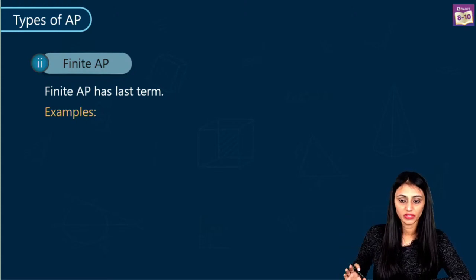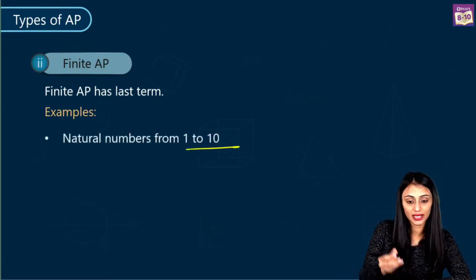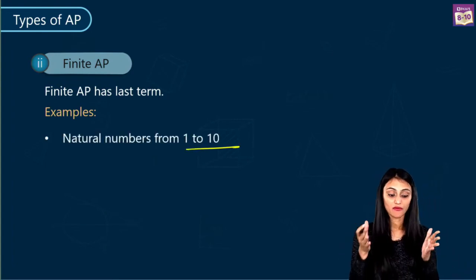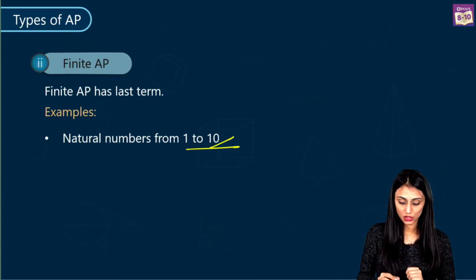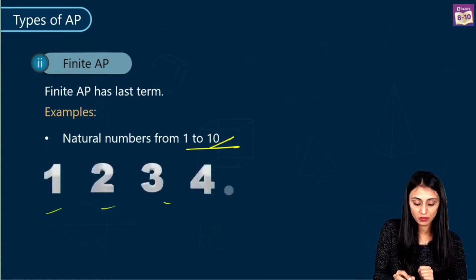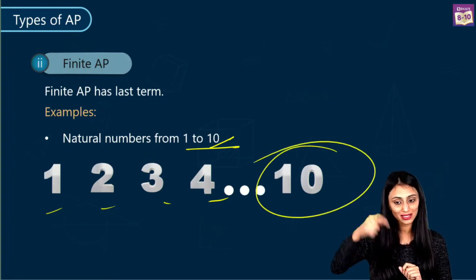Yes, Anup Sahani, one of the easiest chapters, AP. Correct. Example, natural numbers from 1 to 10. Just like I told you, when we have a fixed last term, then this actually becomes a finite AP. So natural numbers from 1 to 10, you have the first term, the common difference is also the same, but this time the difference is we have the last term. So that's a finite AP.